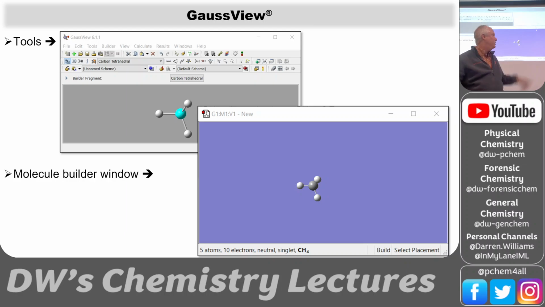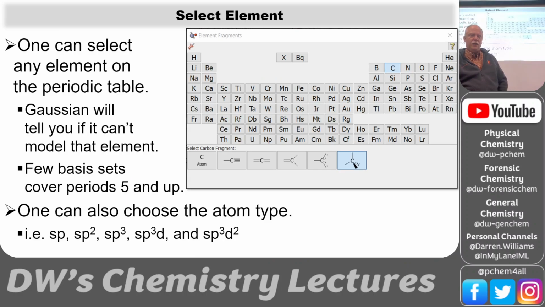Okay, so this is GaussView. It comes up with this little building window here, and you can pick all the different elements. If you go there, the carbon tetrahedral right here, you can pick different types of carbon, or you can go over here and click the periodic table. The periodic table that you'll see has all the elements, but when you're picking the basis set and so on, you need to make sure that your basis set covers all the elements.